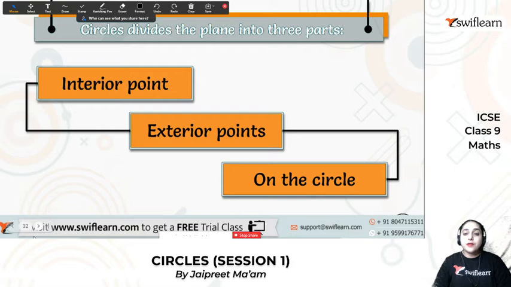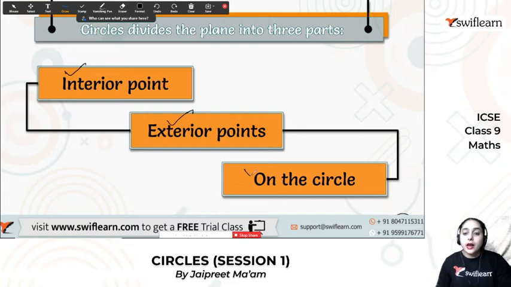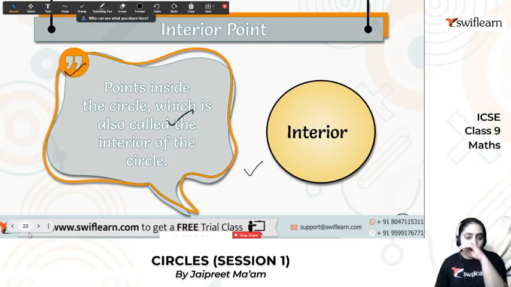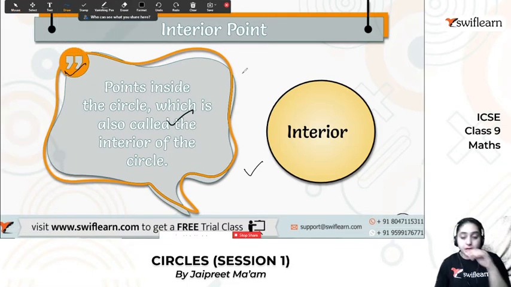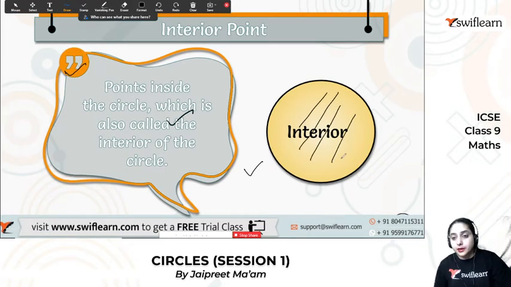A circle divides the plane into 3 parts: interior, exterior, and on the circle. Let's see what the interior is. Interior, we all know, is the inside of something. Points inside the circle are interior.